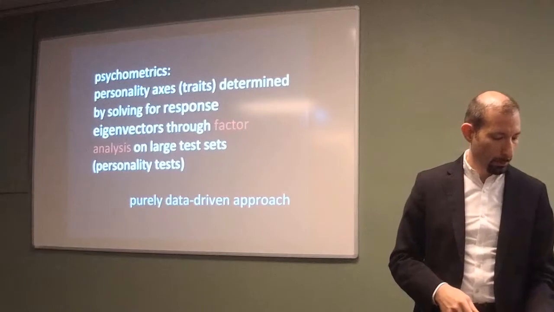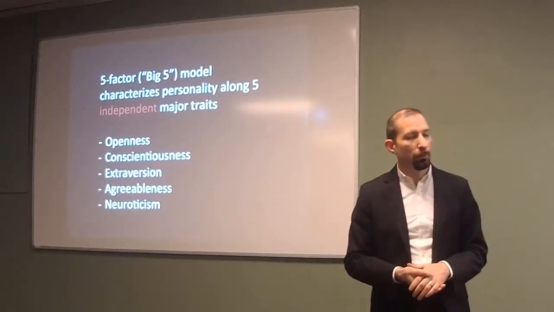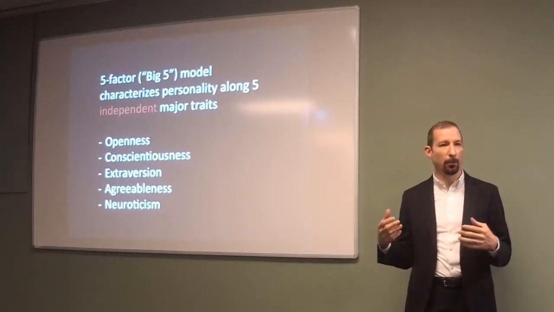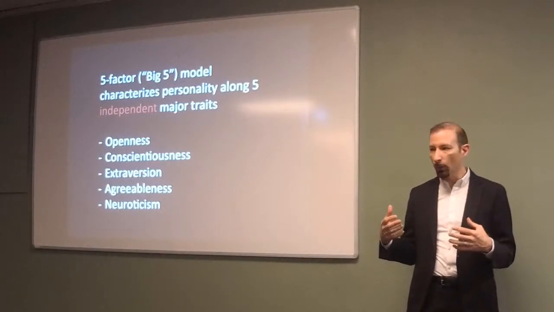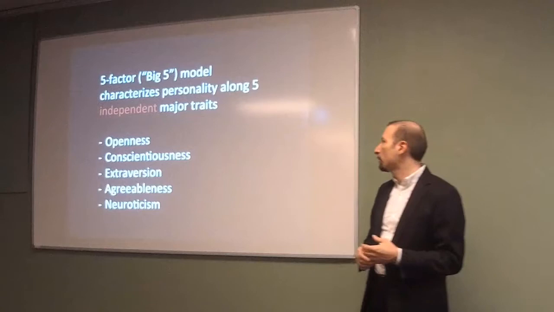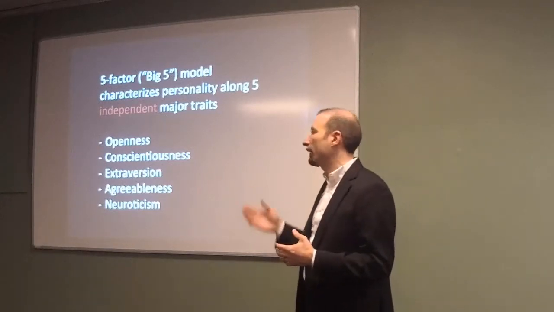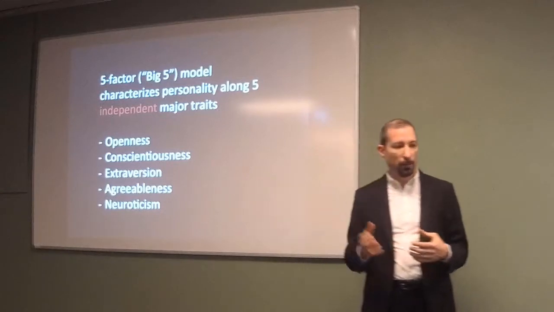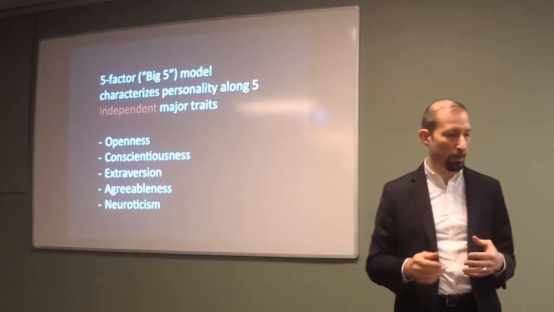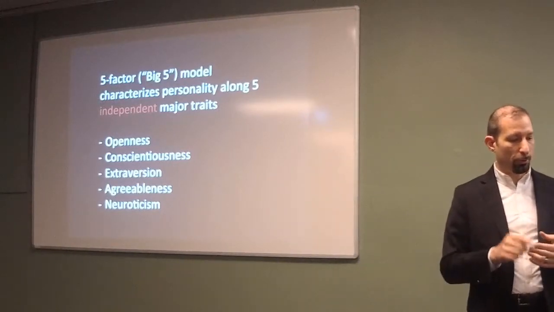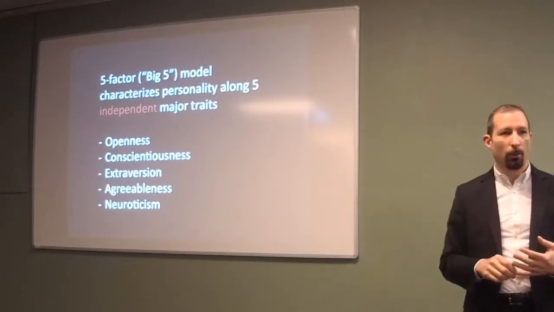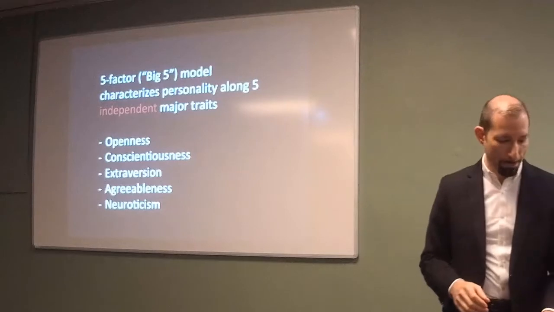Okay. So here's what you get out. There are various models of personality, but this one is the oldest, the best studied, the one that has the most research. It's called the Big Five model, or the five-factor personality model, and it divides personality among these 5 independent major traits, and they're independent. So they're openness, conscientiousness, extroversion, agreeableness, and neuroticism. What do they mean? We're going to get into that.